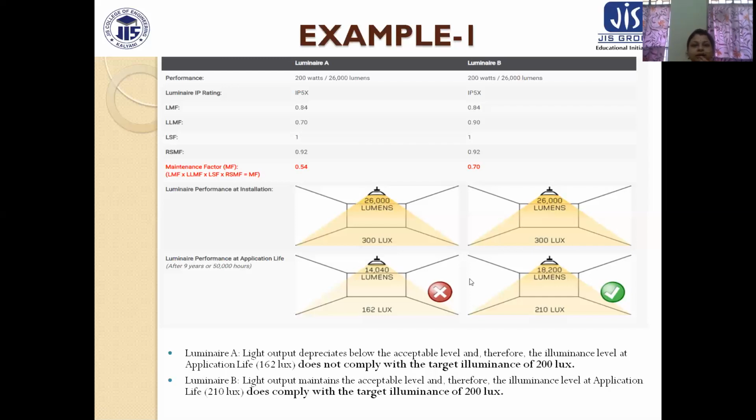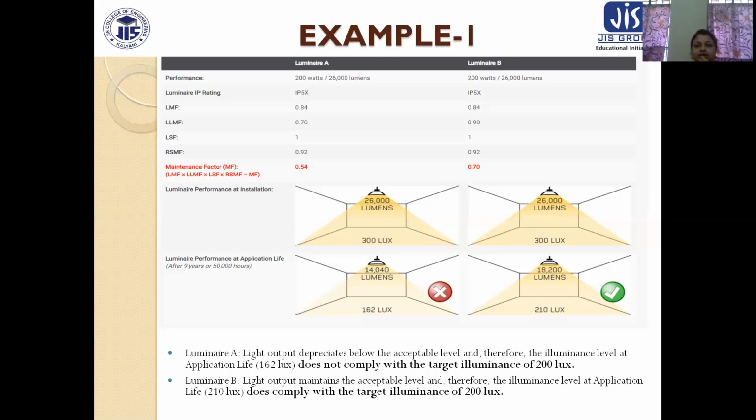Because here it is given that the target is 200 lux, and luminaire B's light output maintains the acceptable level, and therefore the illumination level at application life, 210 lux, does comply with the target illuminance of 200 lux.